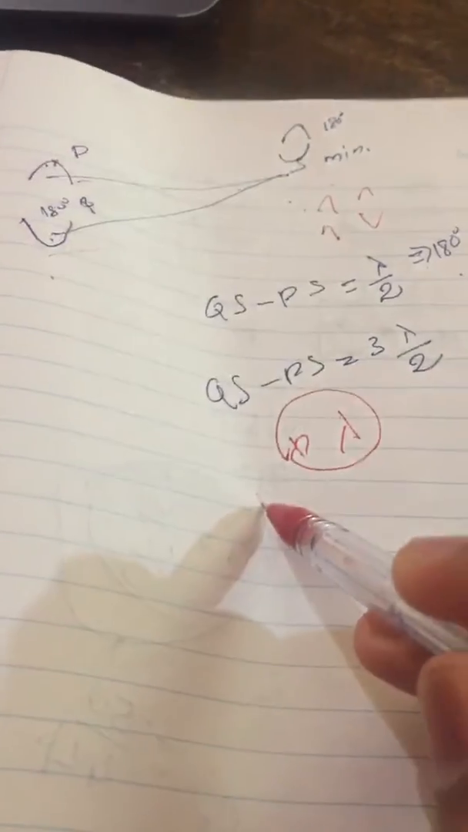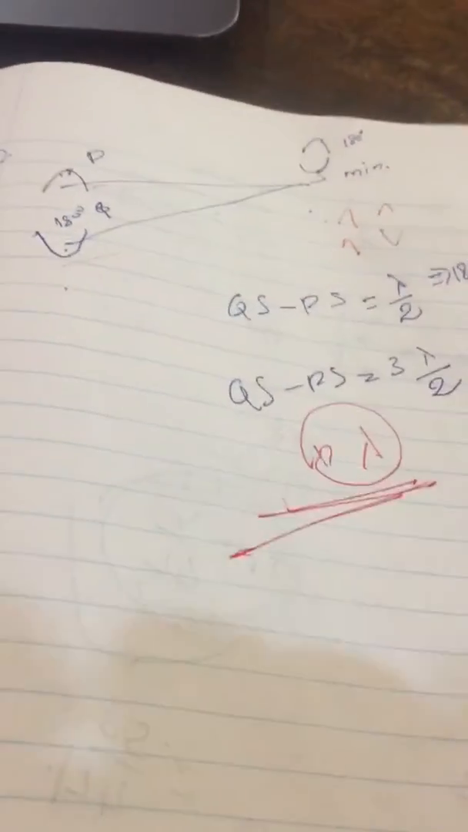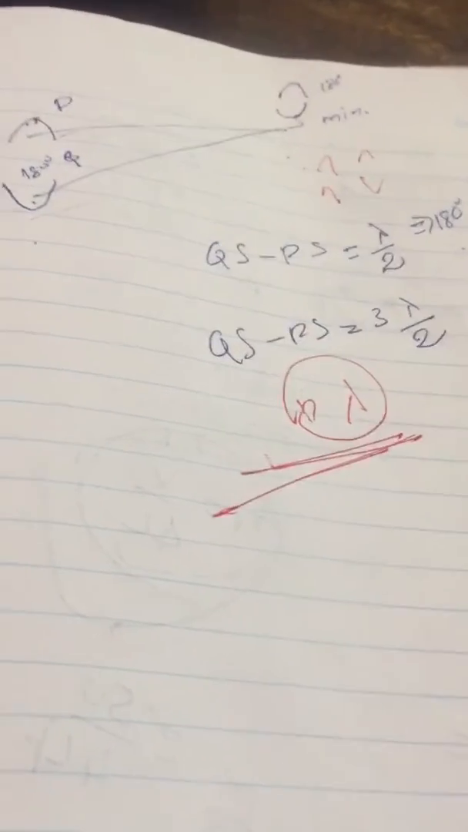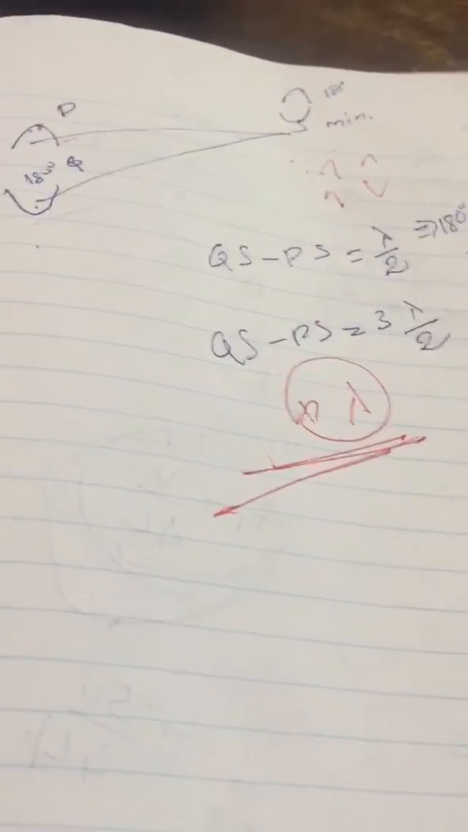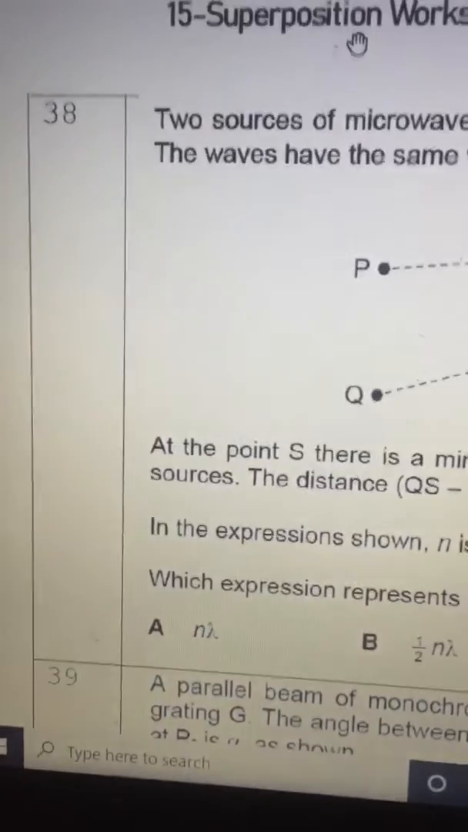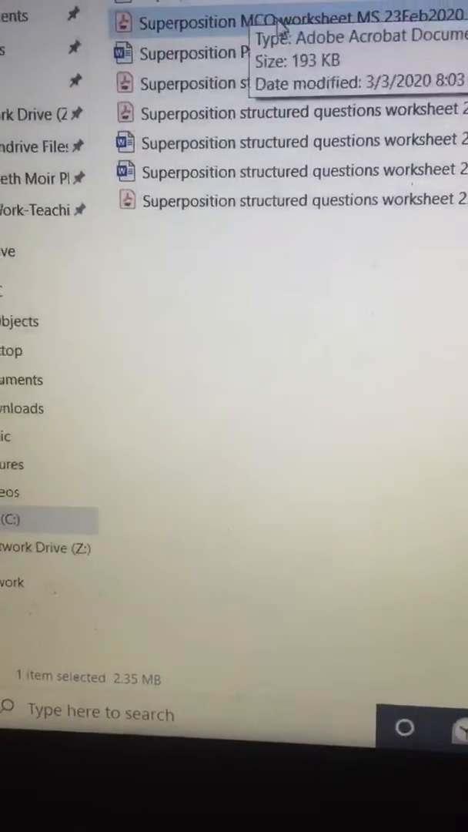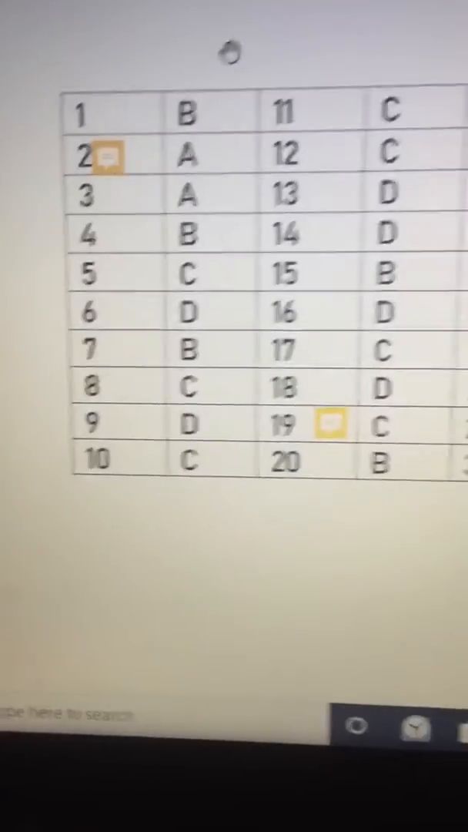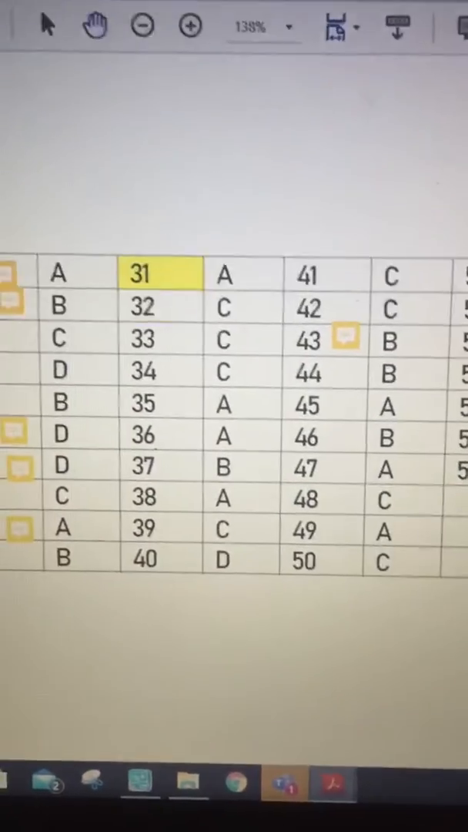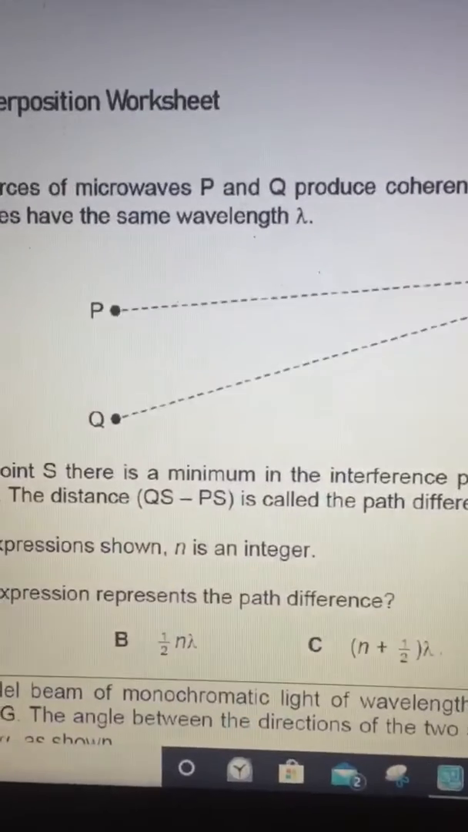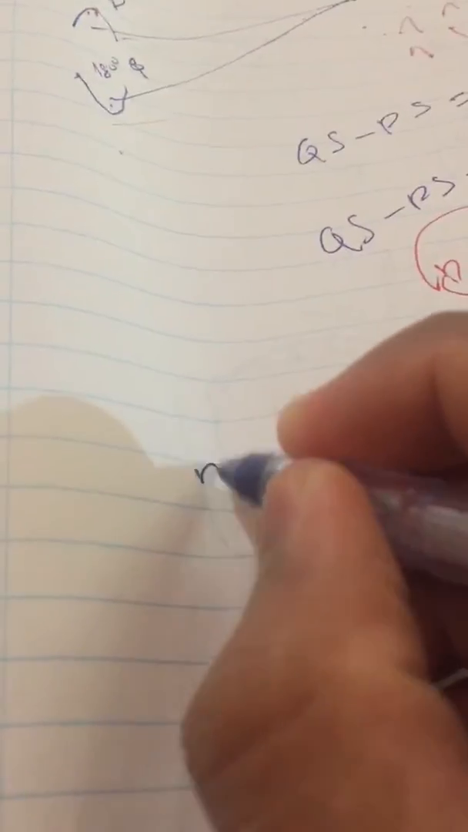The idea is the path difference should be an integral multiple of wavelength, which gives you the n lambda option, answer A. I think it is answer A, question 38. Yeah, answer A. Now if you look at the other options, obviously the second option is n lambda by 2. This is answer B.